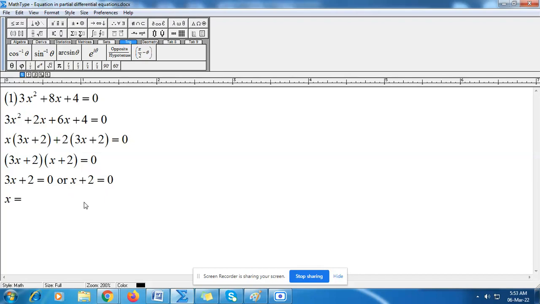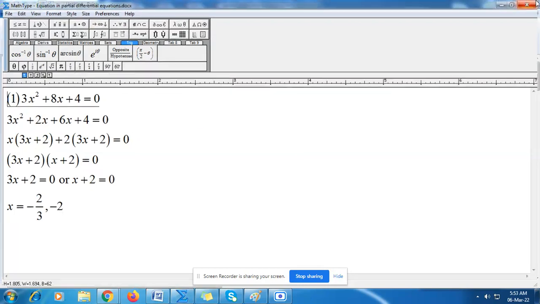So x is equal to minus 2 by 3 or minus 2. Okay.